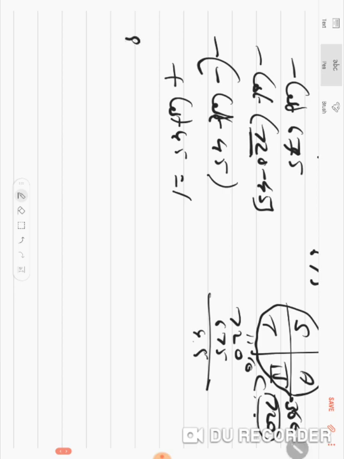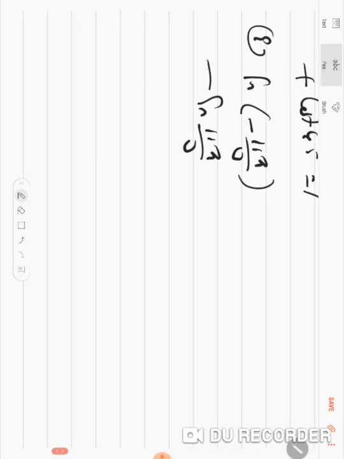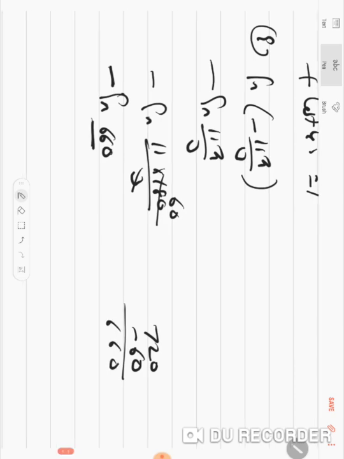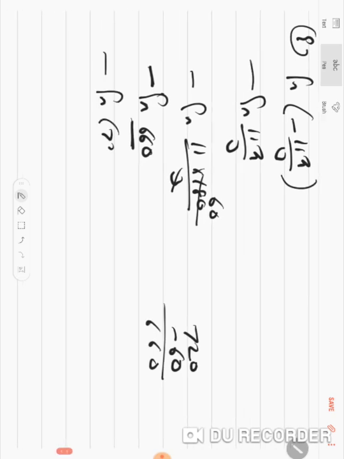Next is 9th sum, sin of minus 11 pi by 3. Sin of minus theta is minus sin theta, so minus sin 11 pi by 3, which is minus sin 11 into 180 by 3, correct, which is minus sin 660. Again, 720 minus 60 will be 660, correct. So minus sin of 720 minus 60, even integral.